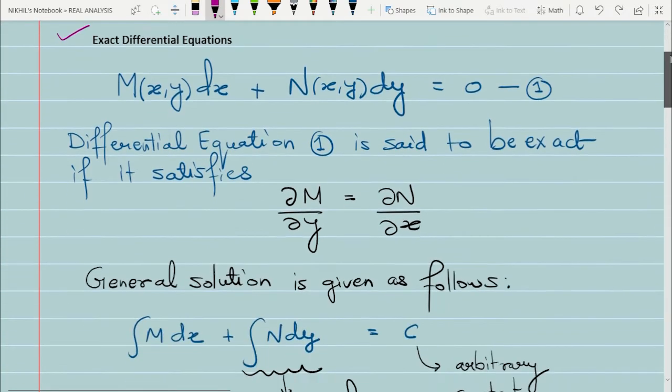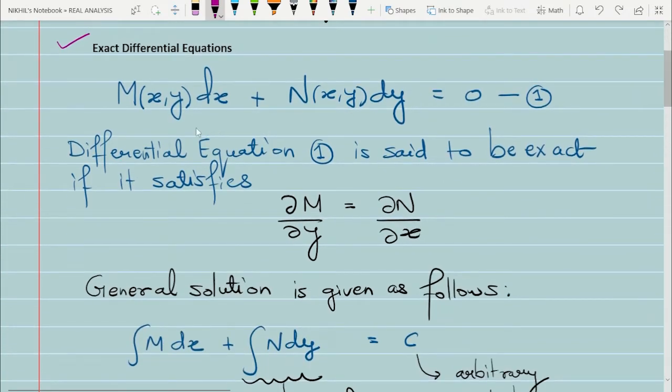Let's look at the definition first. An equation of the form M(x, y) dx plus N(x, y) dy equals 0 is said to be exact, where M is a function of x and y, and N is also a function of x and y. Then we say this equation 1 is exact if it satisfies this condition.